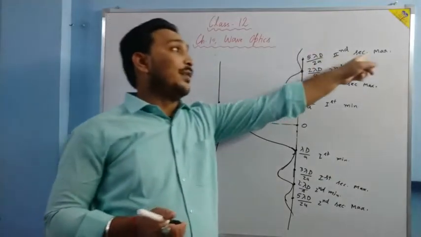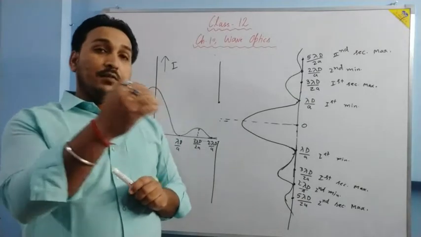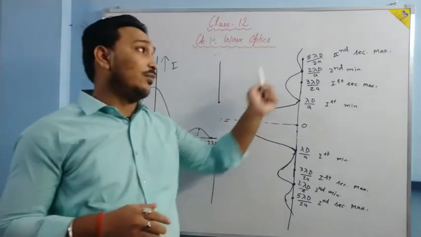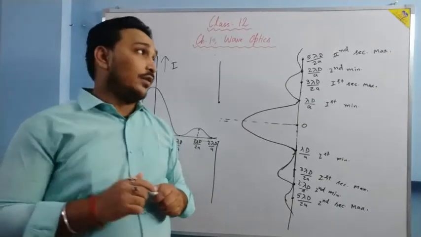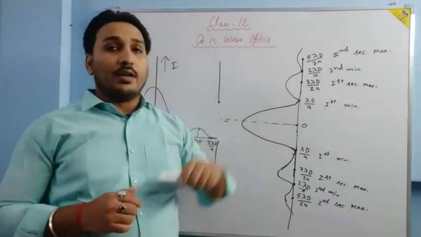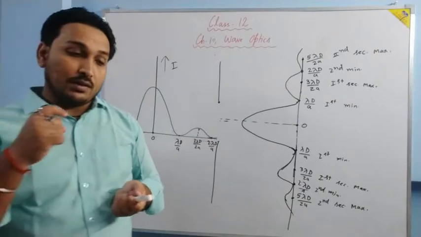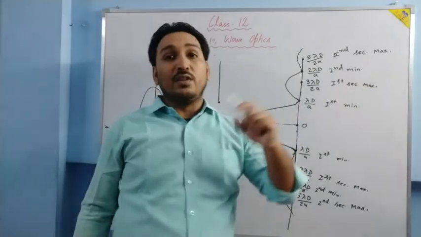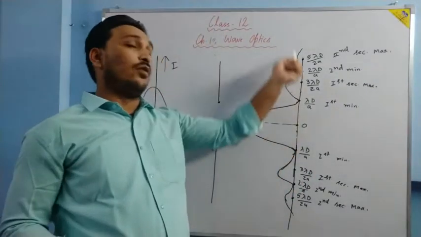For the second secondary maximum, we have to divide the slit into 5 parts. First part intensity will be cancelled by the second, third part intensity will be cancelled by the fourth, and then the light will reach the point of secondary maximum only from the fifth part of the slit. Because of that, the intensity decreases, and it keeps on going like that. For the third, we have to divide it into 7 parts. So the slit width through which light reaches to form the third secondary maximum is 1/7 of the total width. That's why intensity decreases as we move away from the center.